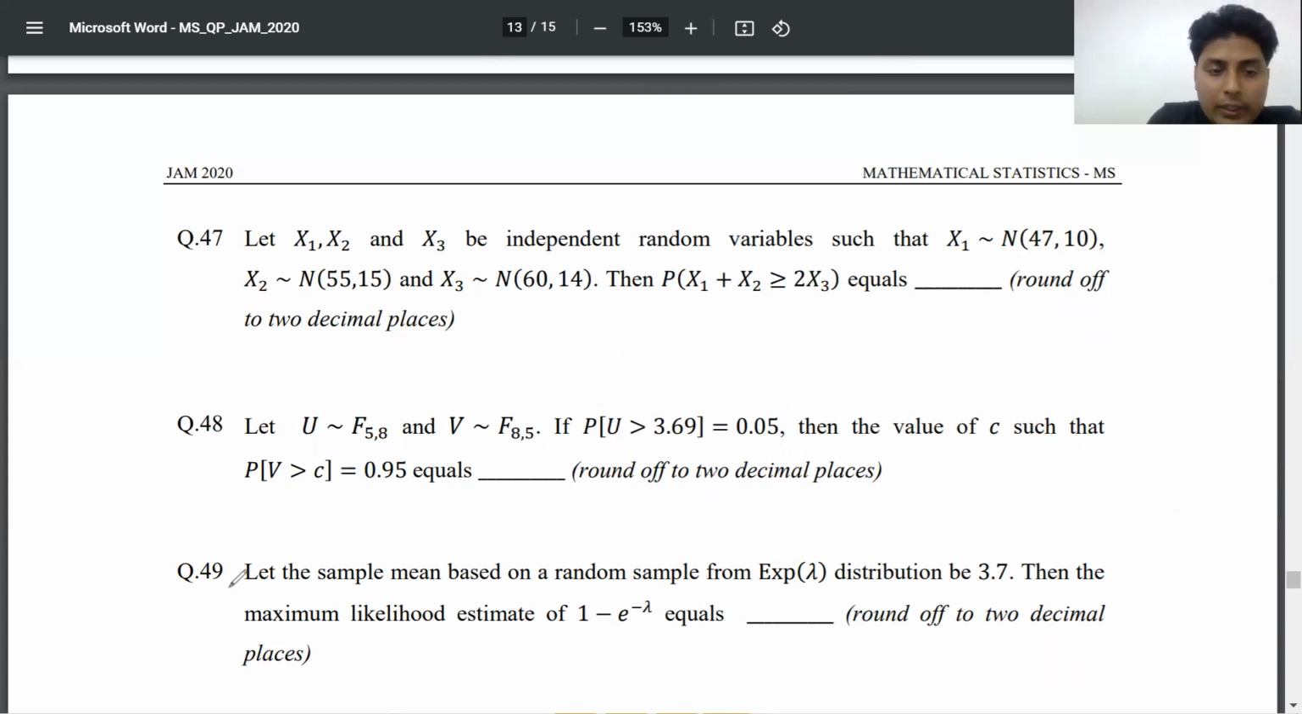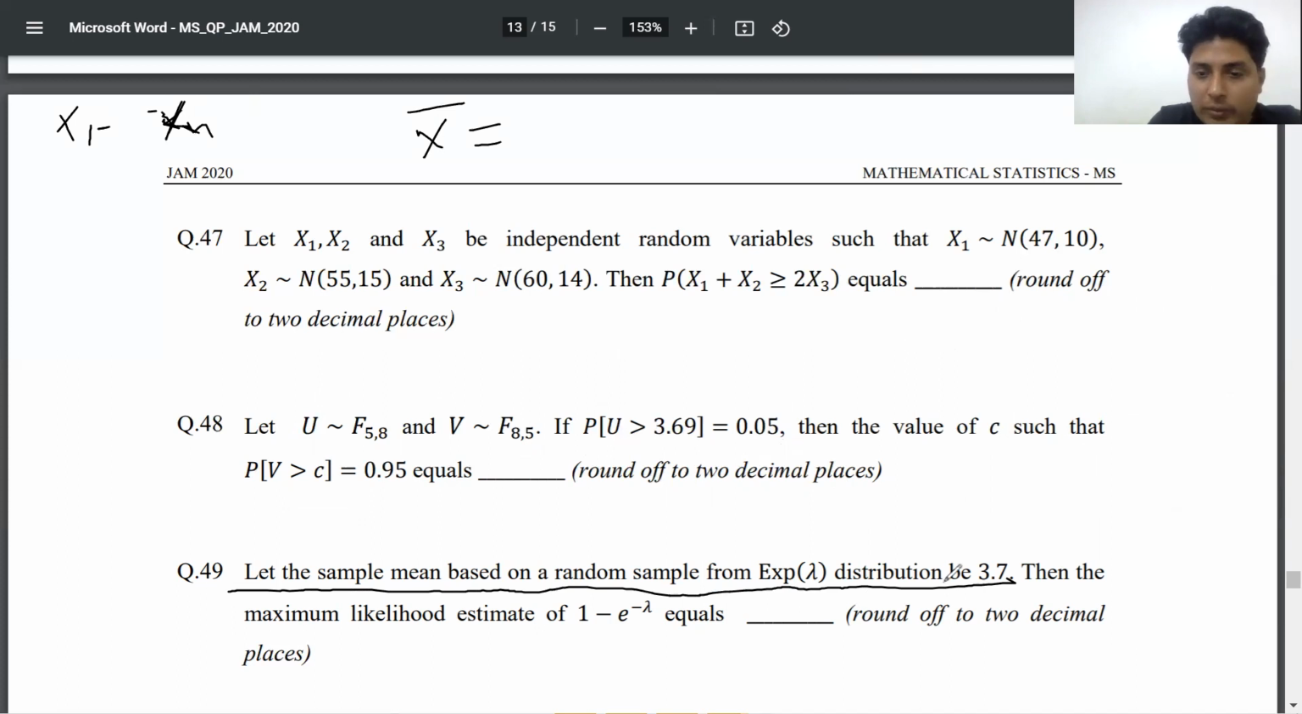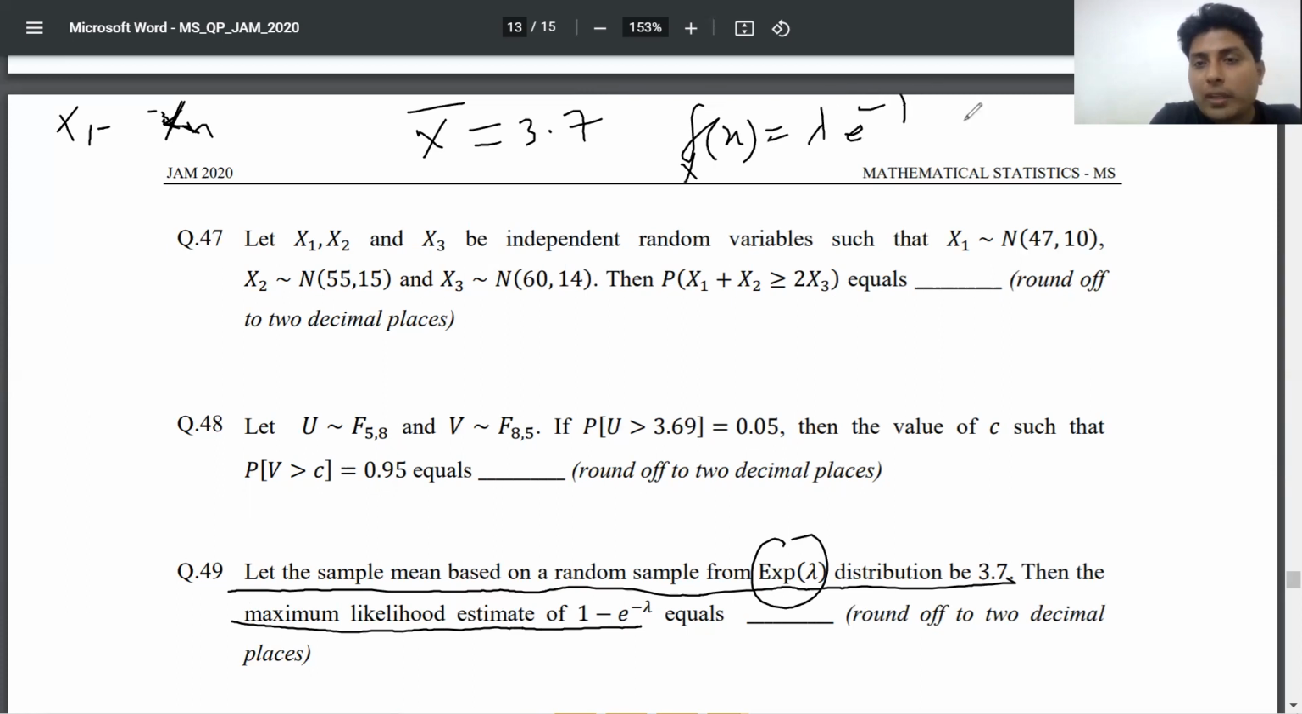Question 49. Let the sample mean based on a random sample from an exponential lambda distribution be 3.7. So suppose x1, x2, ..., xn is the random sample, and the observed value of x bar is given to us. It is 3.7. Then find the maximum likelihood estimate of 1 minus e raised to the power minus lambda. The distribution is exponential lambda, so the PDF, you know, is lambda e to the power minus lambda x.